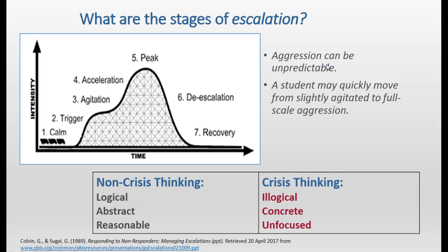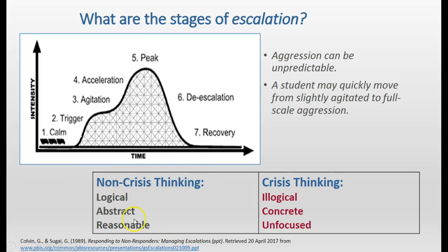This is why it's good to know what level of behavior or stage of escalation an individual is in. Another commonality among many of these models is that they all say that a student may move quickly from slightly agitated to full-scale aggression. So an individual might go from a trigger stage to full-out aggression in no time. They don't have to go through these steps in order.